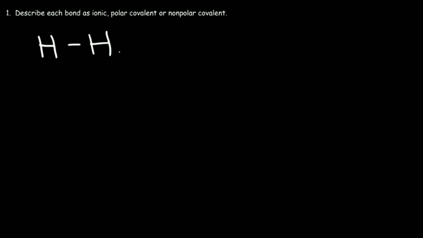Anytime you have a bond between two atoms of the same element, it's always going to be a non-polar covalent bond. The reason why it's a covalent bond is because the electrons in this bond are shared equally, due to the fact that we have the same type of atom, and so they have the same electronegativity, and they pull on those electrons with an equal force. So because the electrons are shared equally in this molecule, it's going to be a non-polar covalent bond.